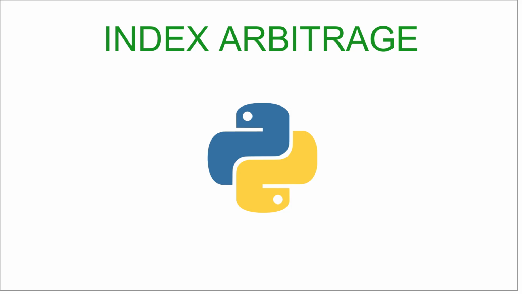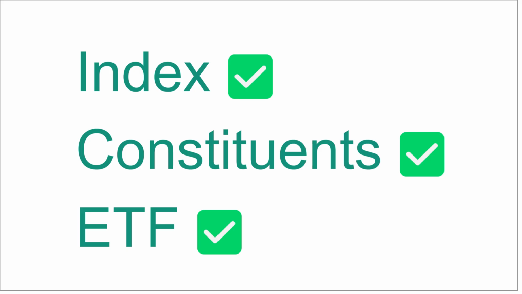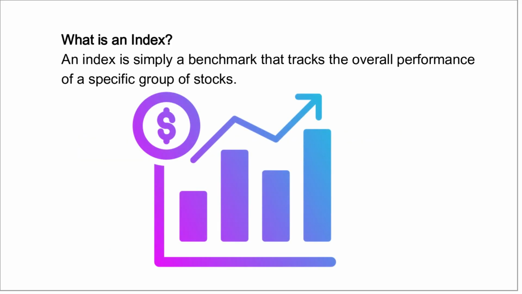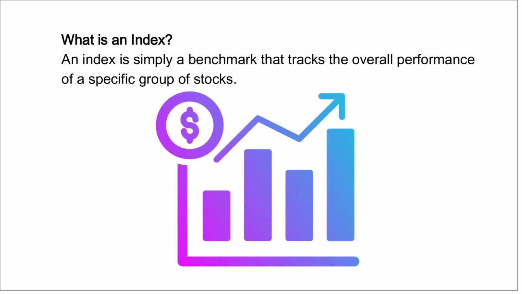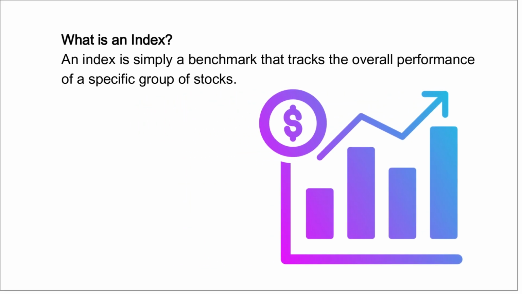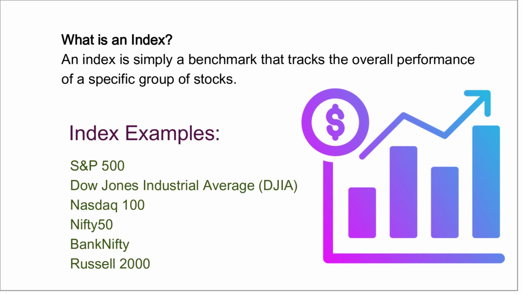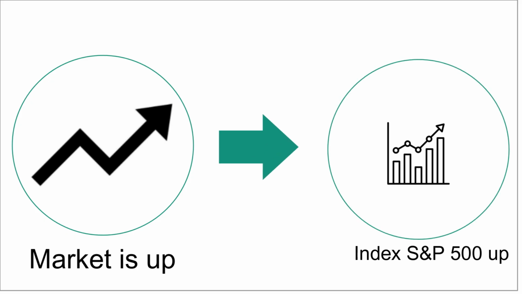Before we understand the index arbitrage strategy, let's first break down three important basics: index, constituents, and ETF. So first, what is an index? An index is simply a benchmark that tracks the overall performance of a specific group of stocks. For example, the S&P 500 is an index that measures the performance of 500 of the largest publicly traded companies in the US. So when people say the market is up today, they usually mean the index, like the S&P 500, has gone up.